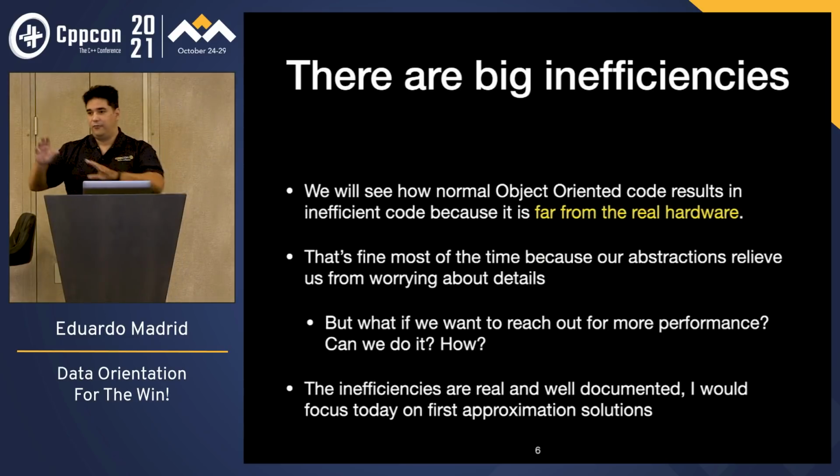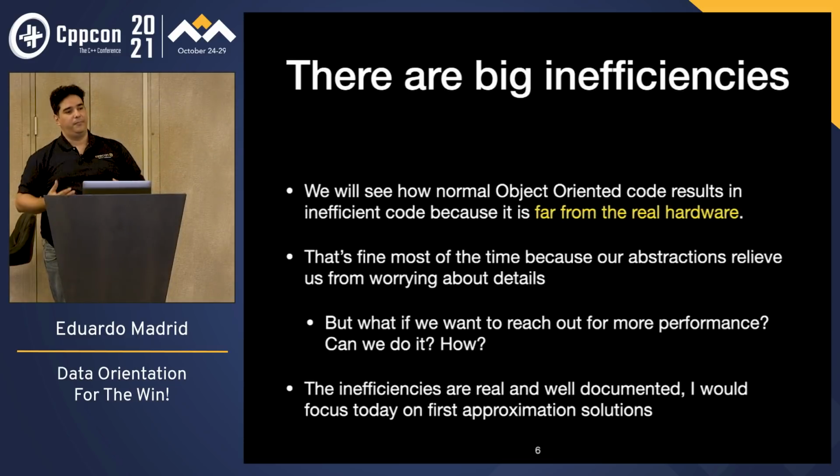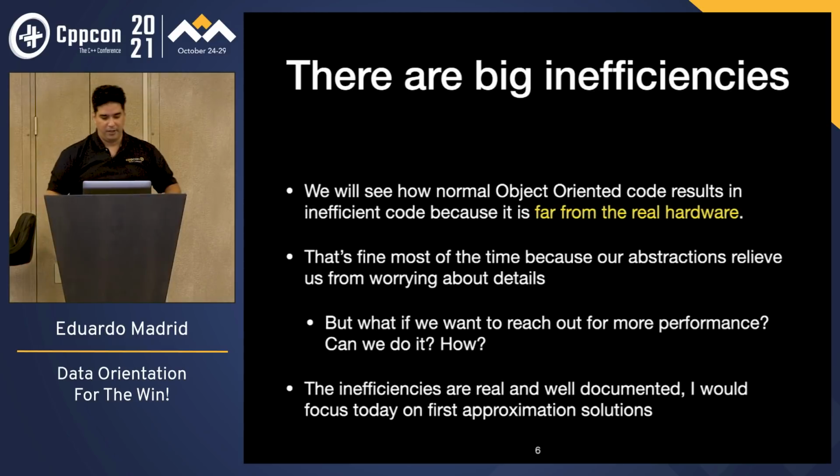So we want the programmers that are going to be using our code to be able to continue to not have to concern themselves with the details, but at the same time, we don't want to prevent ourselves from being able to access as much detail as we want from the executing platform that we're going to be running on, okay? The inefficiencies are very real and very well documented by the people that have gone over them, okay?